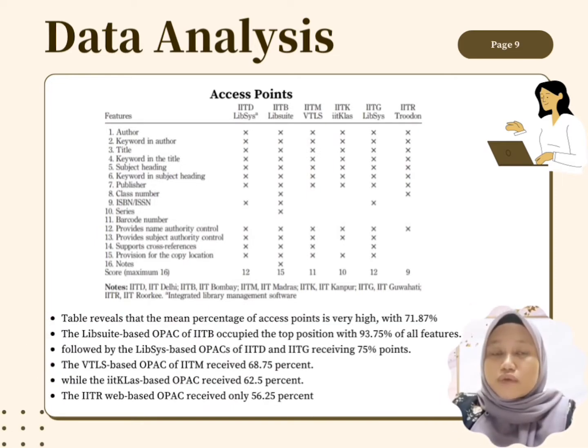Next is access point. The choice of access point is one of the most important features of OPAC. Currently, many researchers are investigating this problem, particularly in the subject areas. The table reveals the mean percentage of access point is very high, at 71.87%. The IITB OPAC occupied the top position with 93.75% of all features, followed by the OPACs of IITD and IITG, receiving 75%.